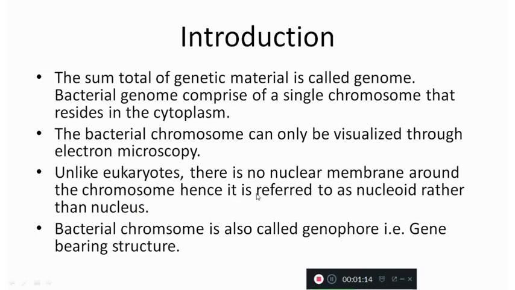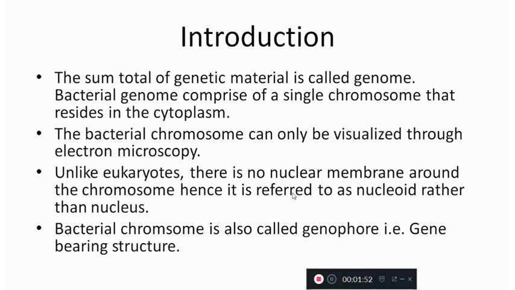Unlike eukaryotes, there is no nuclear membrane around the chromosome, and hence it is referred to as a nucleoid rather than a nucleus. We know that eukaryotic cells contain a nuclear membrane. They have a proper nucleus. Since prokaryotes don't have a nuclear membrane, a nucleolus, or nucleoplasm, the chromosome itself acts as a nucleus, as a central molecule which controls the entire function of the cell.